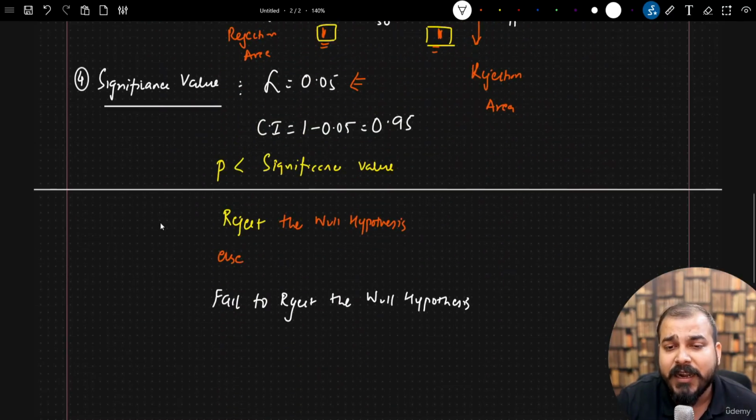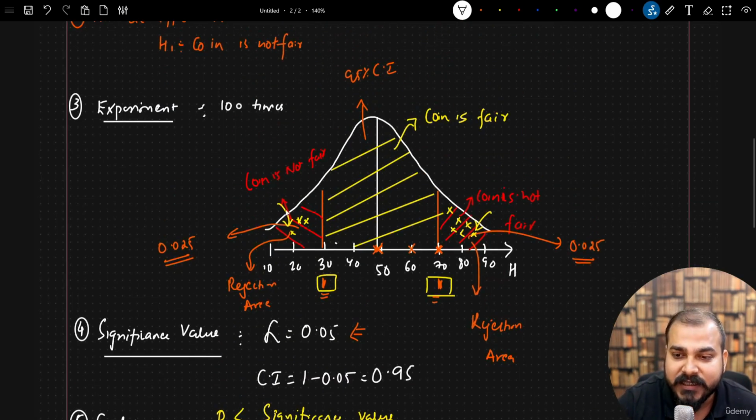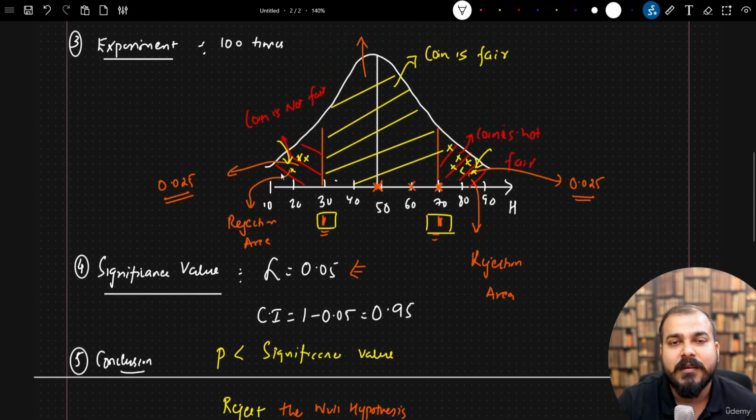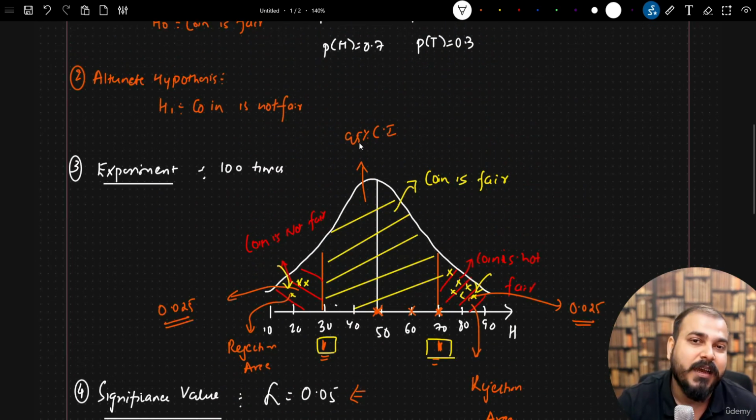But at the end of the day, this is my conclusion. Whenever my p-value is less than the significance value, that basically means it is coming in this region or this region, right? So I will say reject the null hypothesis, because in this region, it does not satisfy the 95% confidence interval. Who defines this? A domain expert.